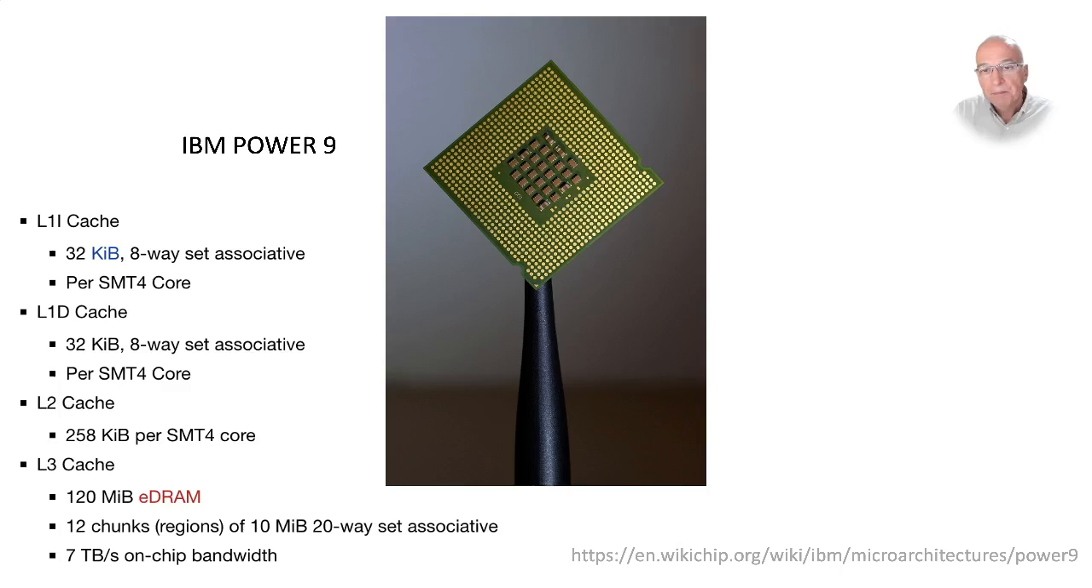And it has an L3 cache of 120 megabytes that is divided into 12 regions or chunks. Each one of them is 10 megabytes, and it's a 20-way set associative cache, so there are 20 blocks per set. And it has 7 terabytes per second of on-chip bandwidth to access this L3 cache.